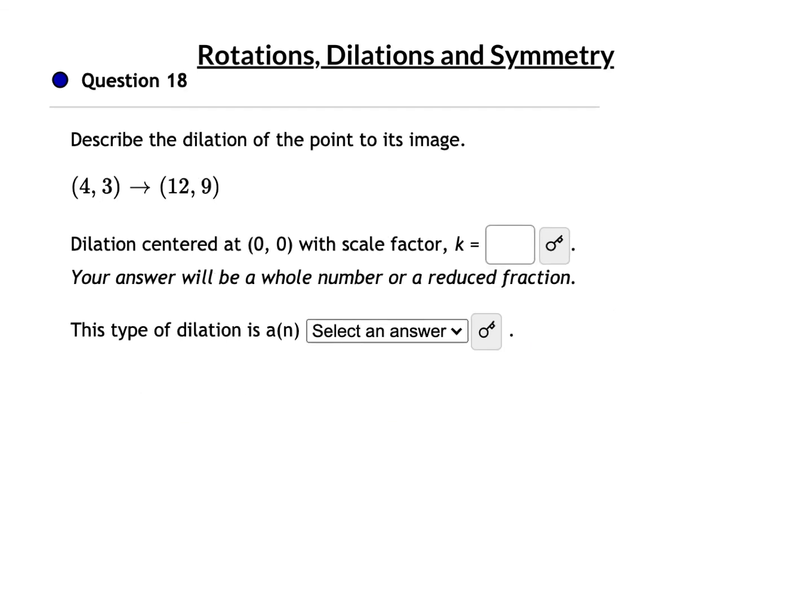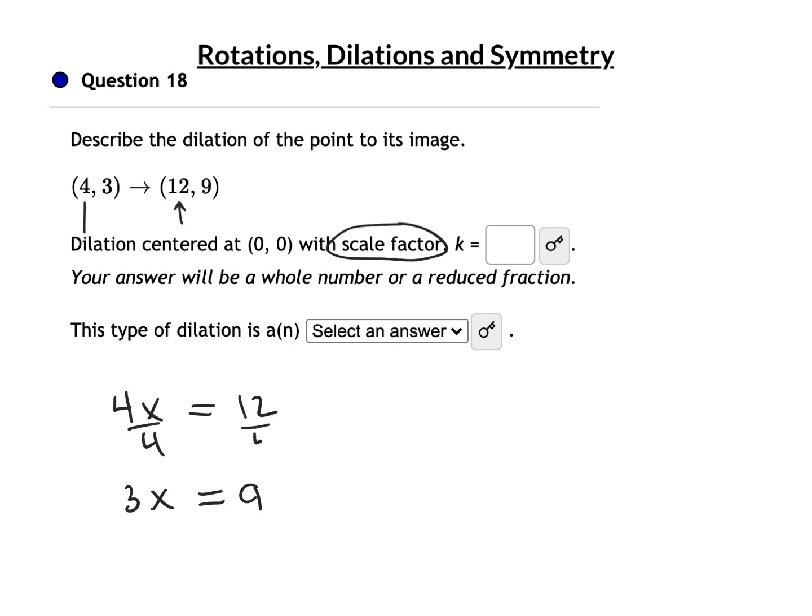Question 18. What's the scale factor for this dilation? Notice how 4 becomes 12. I multiply 4 by something, call it x, to make it 12. And I take 3 and multiply it by something, call it x, to make it 9.